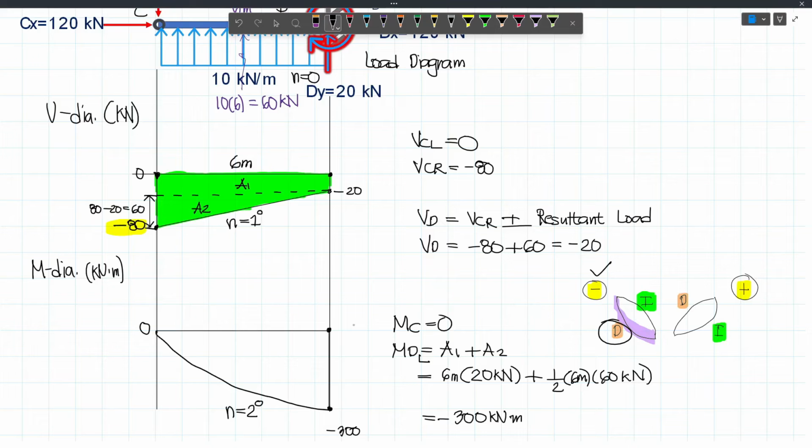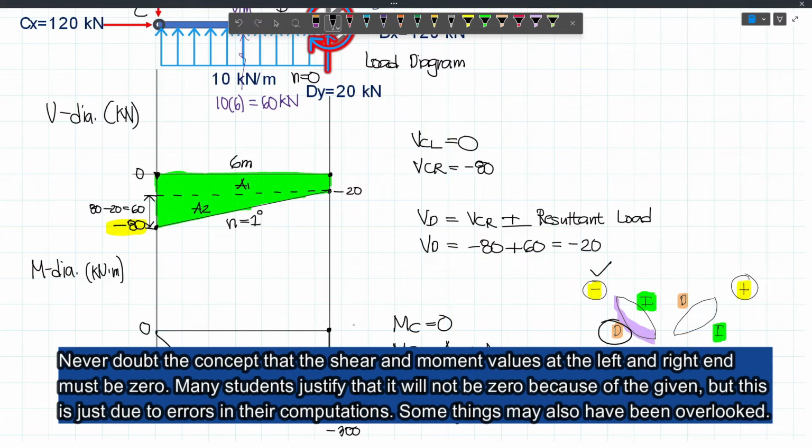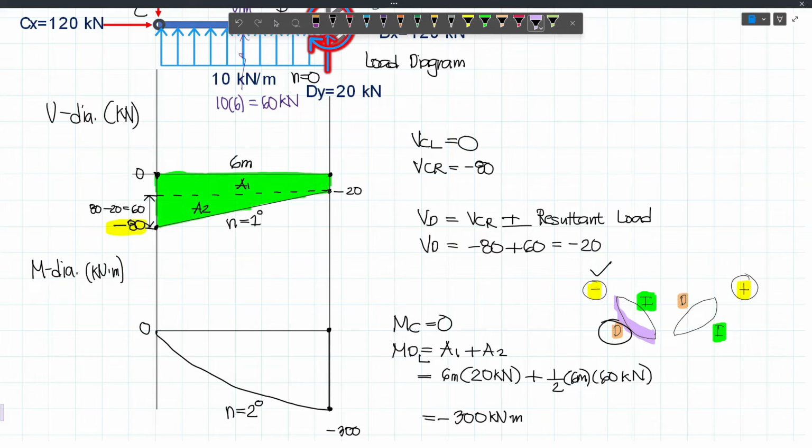And so ito na yan. Now, if hindi yan 0, it means that there's something wrong sa solution mo. Never doubt the concept. Kasi yung iba, if their diagram will not end with 0, sasabihin nila na mali yung given or mali yung loadings. However, sila actually yung mali. And so just always understand the concept and then trust that concept. Kasi galing lang din naman sa science yan lahat. And then that's unchangeable. And so let's just color this one.